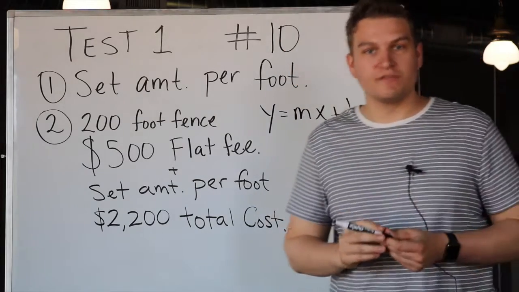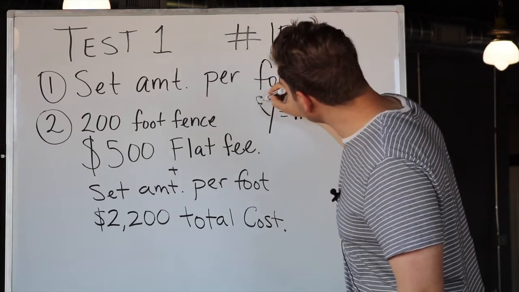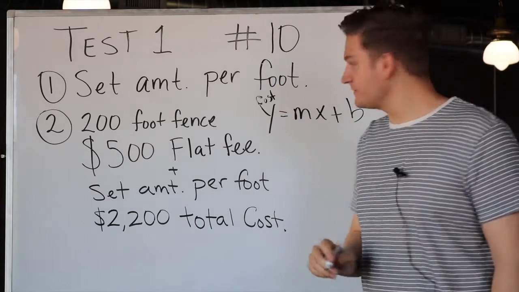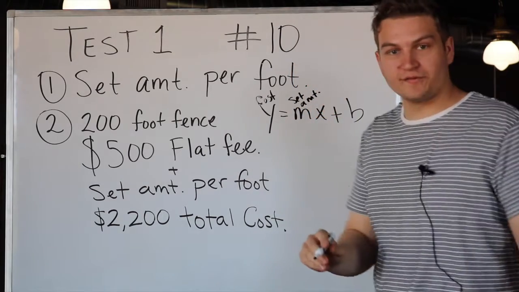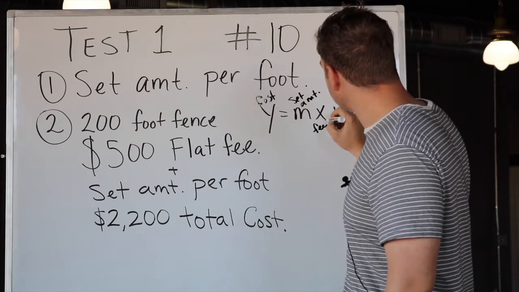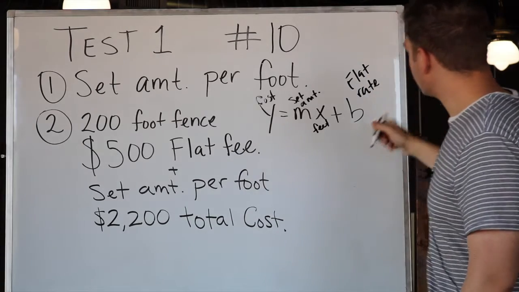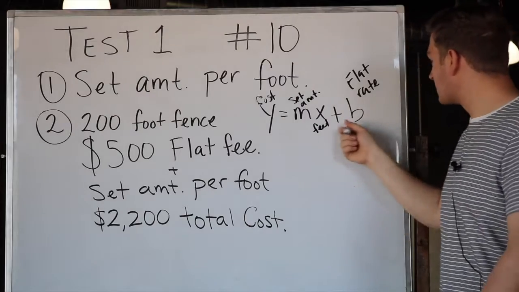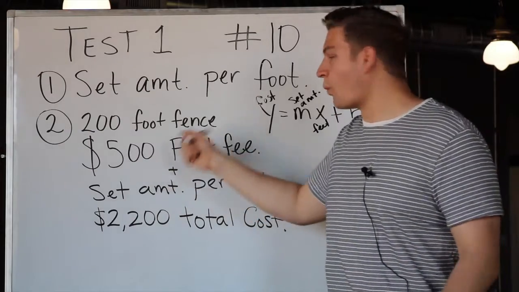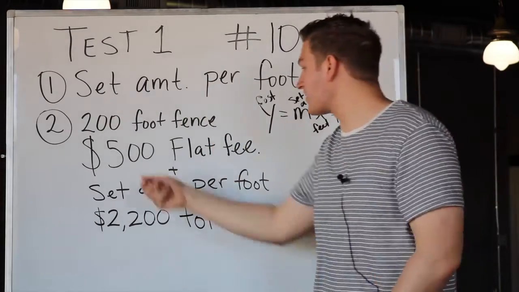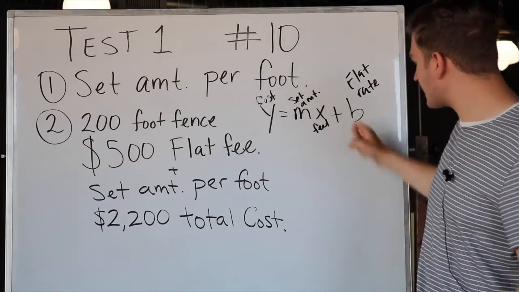And in the context of this problem, y is going to be the total cost of your fencing. m is going to be that set rate, that set amount per foot. x is the number of feet of fencing. And b is the flat rate. Just like b is the y-intercept in y equals mx plus b, even if you order 0 feet of fence, your y-intercept, your flat rate, the amount that you have to pay no matter what, is 500.